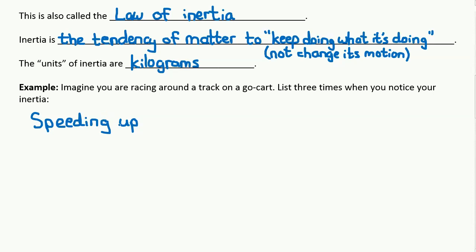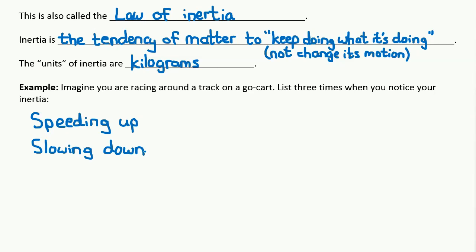Now this leads nicely into the next situation where you notice the car's inertia, and that is slowing down. When you're trying to slow the car down, it has inertia. It wants to keep going. It's not just going to magically slow down for you. You need there to be a net force on this car. And you usually get that by applying the brakes. And if you didn't apply the brakes, the car would keep doing what it's doing. It would keep that speed.